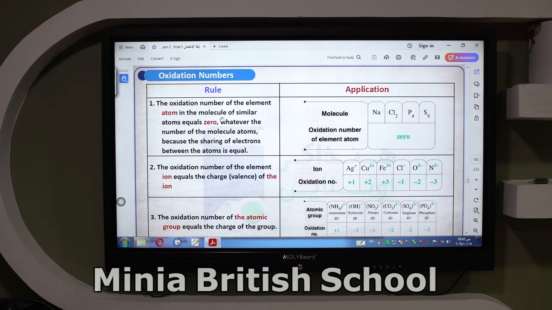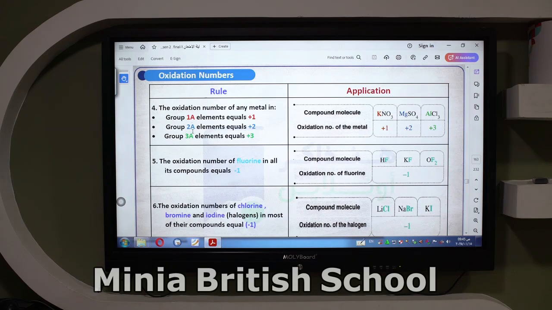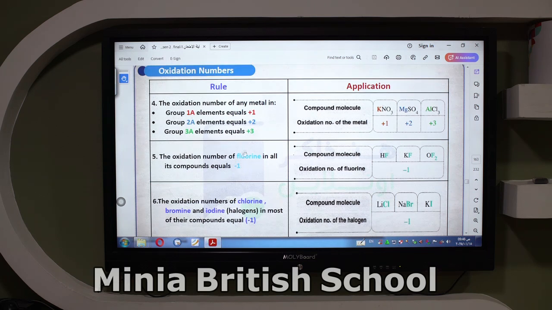If an element's atom in the molecule does not gain or lose any electrons, it's in its molecular or atomic state, so its oxidation number equals 0. But if it's located in group 1A, it will equal positive 1, 2A equals positive 2, 3A equals positive 3, because it loses 1 electron, 2 electrons, 3 electrons. But the oxidation number of fluorine in all of its compounds equals negative 1.